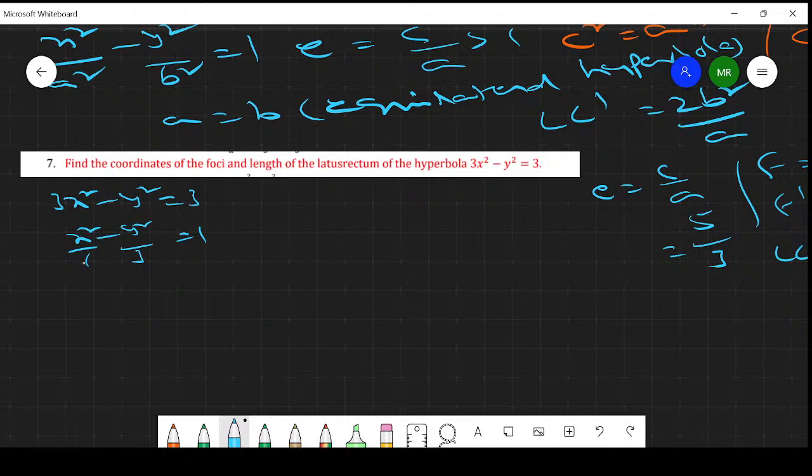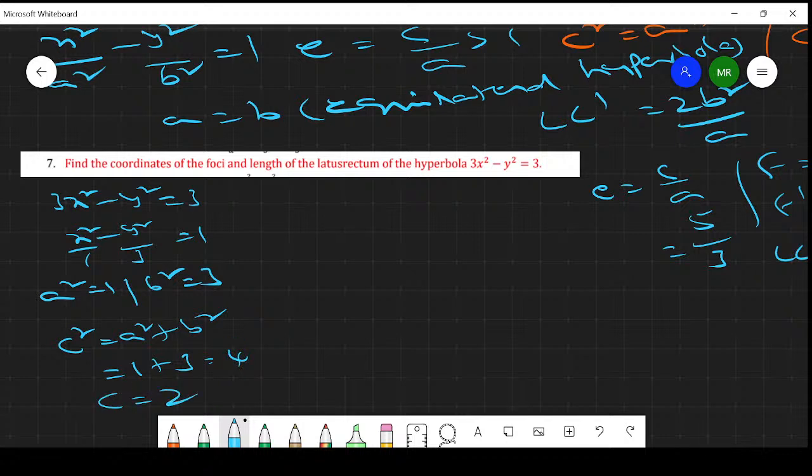Now you can compare with the standard hyperbola: a square is equal to 1 and b square is equal to 3. So we know the relation c square equals a square plus b square. With a square 1 and b square 3, it will be 4, so c is equal to 2. I will consider the positive value, c is equal to 2.